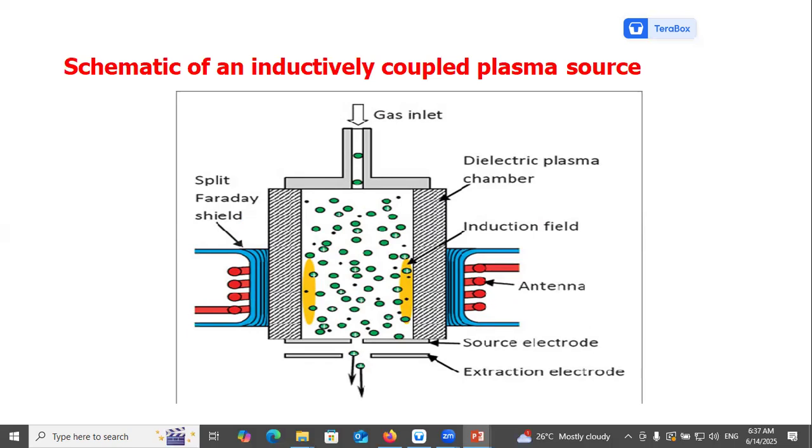Schematic of an inductively coupled plasma source: gas inlet, dielectric plasma chamber, source electrode, extraction electrode, split Faraday shield, induction field.